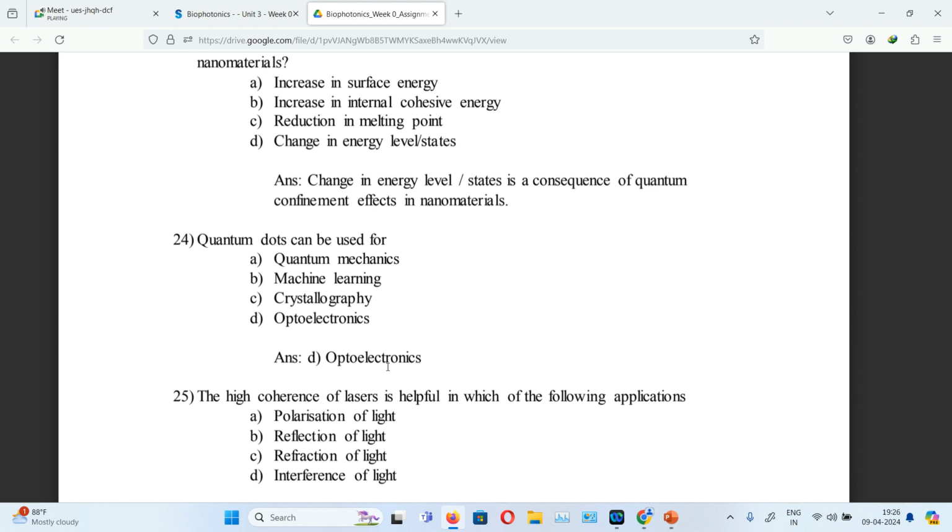Quantum dots are zero-dimension confined, not just very small entities. All the dimensions are in the nanometer regime. It can be used for optoelectronics.